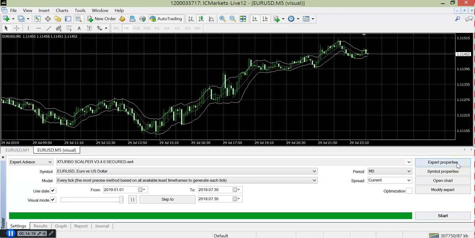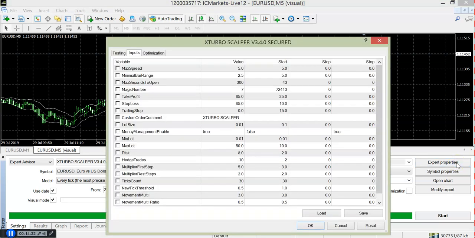Settings, you see, very risky. This is the settings you will get for M5, but we put here 85. True money management, risk 8. And I changed hedge settings. I put 5 and 2. Usually you will have 3 and 2, and usually you will have here 4. But you can do it only if you have a very high starting account.